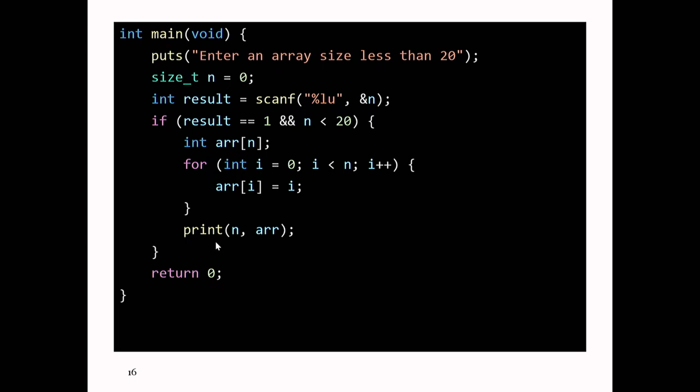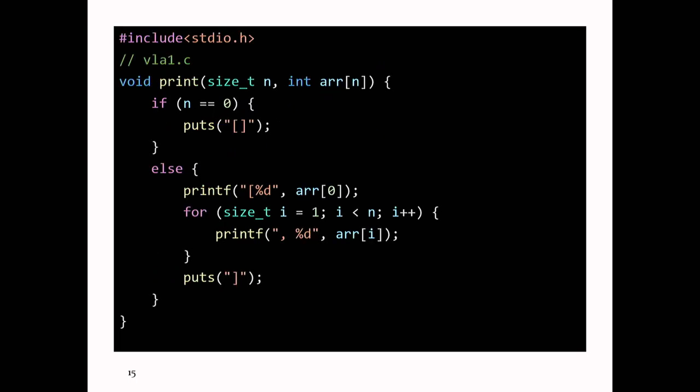So now we can go back and look at the print function. Here's a function called print. Print takes in a value n and an array of size n. That's what this function is trying to convey. So it takes in the size of an array, the number of elements in the array, and an array of at least that length. And now it prints the contents of the array.